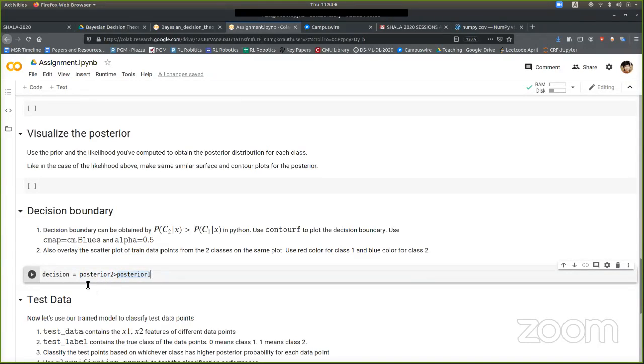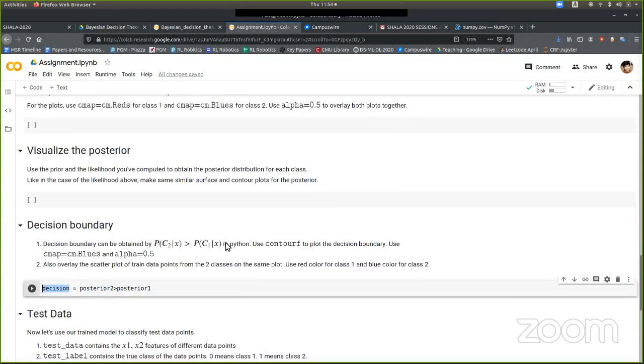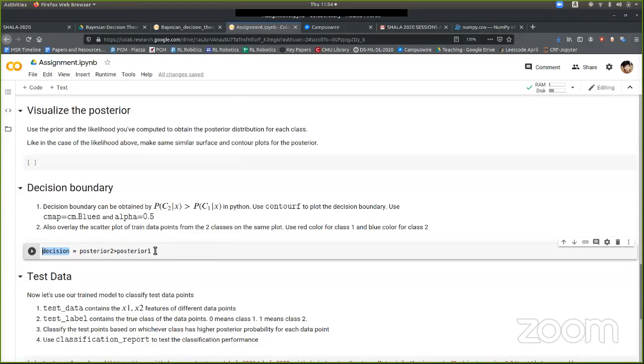If you use this statement, you will get an output matrix which contains true and false. True will mean that the posterior of 2 is greater than 1 at that point, and false will mean the posterior of 1 is greater at that point. Then you can call the same plot functions, that is surface plot and contour plot, to plot this variable. That will give you the decision boundary. And on the same plot, you can scatter your data points from class 1 and class 2. That will help you visualize that your decision boundary is doing a good job of finding the boundary between where your points from class 1 and class 2 are.